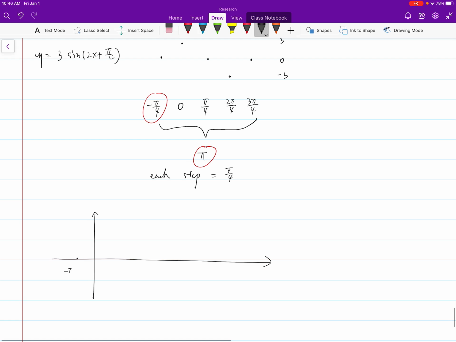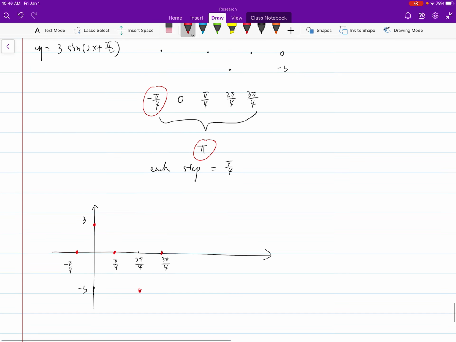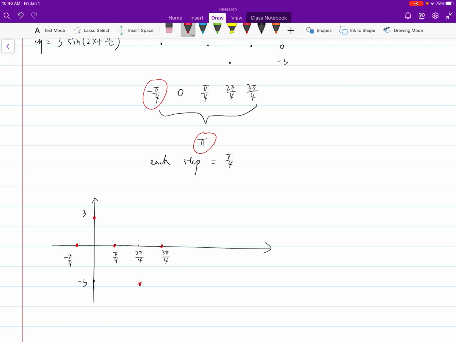Now, in order to draw, you just need to reflect these 5 points. Okay, the first one, -pi/4. The second one, 0, 3, pi/4, -3. Let me use red. First one, second one, third one, fourth one, and the fifth one.